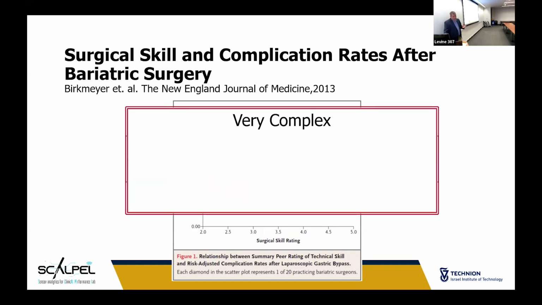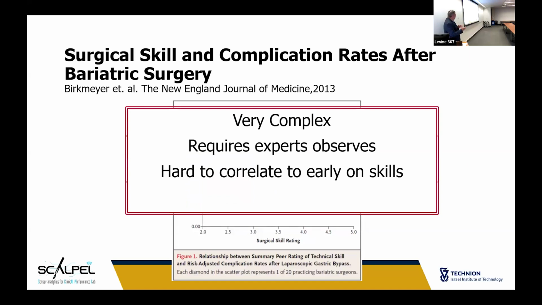However, this study has several issues. It's very complex. Not everyone can do such a study. There's a reason why this reached the New England Journal of Medicine. It requires expert observers, which is always limited. We don't have enough experts with the time to observe. And it's also hard to correlate to early skills. This really showed that technical skill of experienced surgeons correlates to clinical outcome, but what about a surgical resident who is at an early stage and only does specific skills? What we really want to do is try to automate the process of assessment.